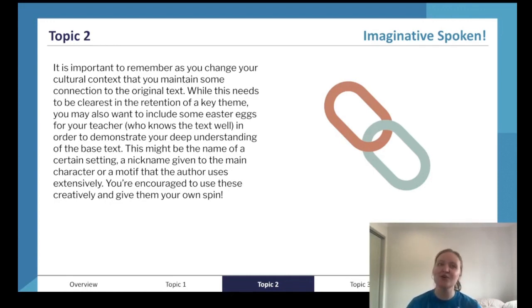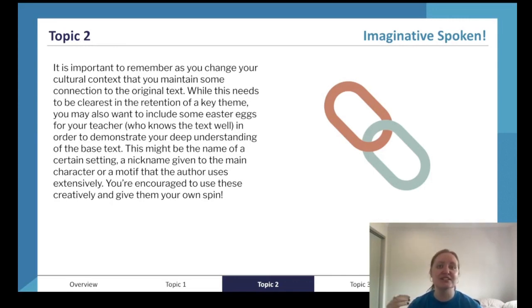And if you would like, you can also aim to include a few Easter eggs in your piece in the same way that Taylor Swift does in her music videos, so that your teacher can identify those and see that you are still retaining a nice connection between the two. It's also demonstrating that you have a really solid understanding and knowledge of the base text as well, which is always a plus.